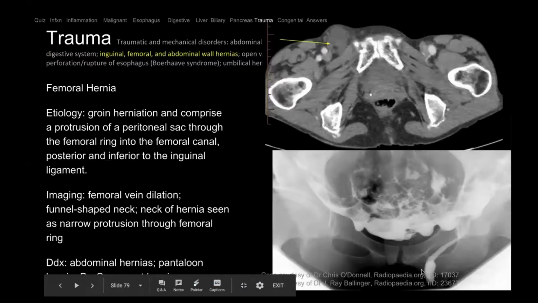I'm not sure if this is, maybe it's femoral.